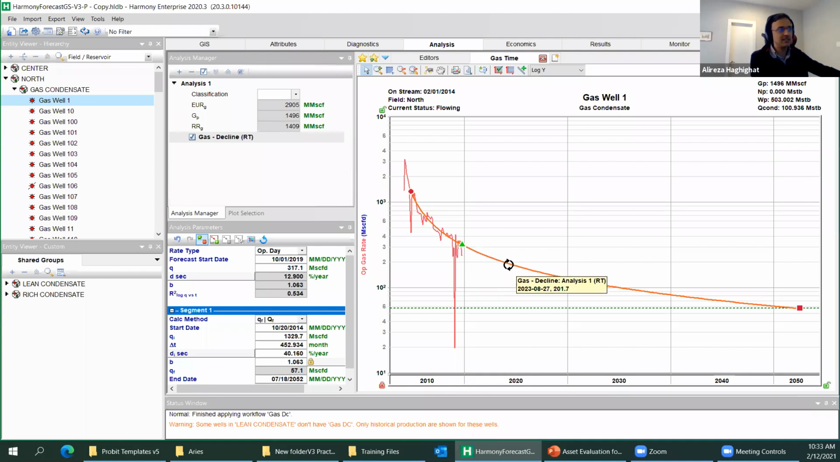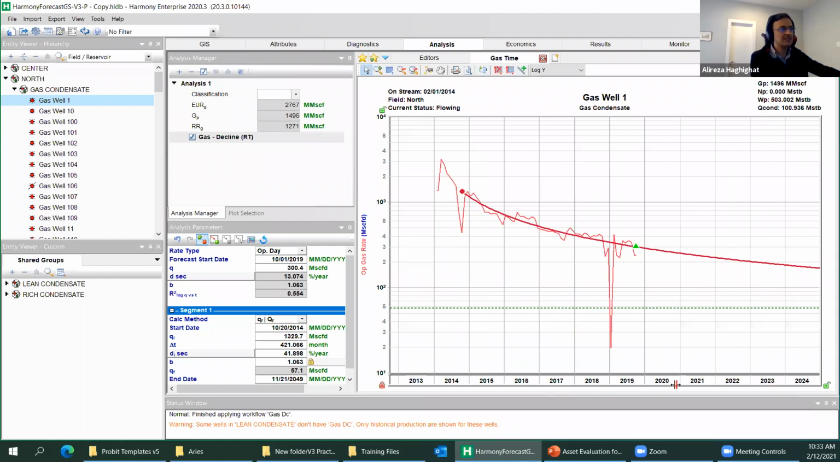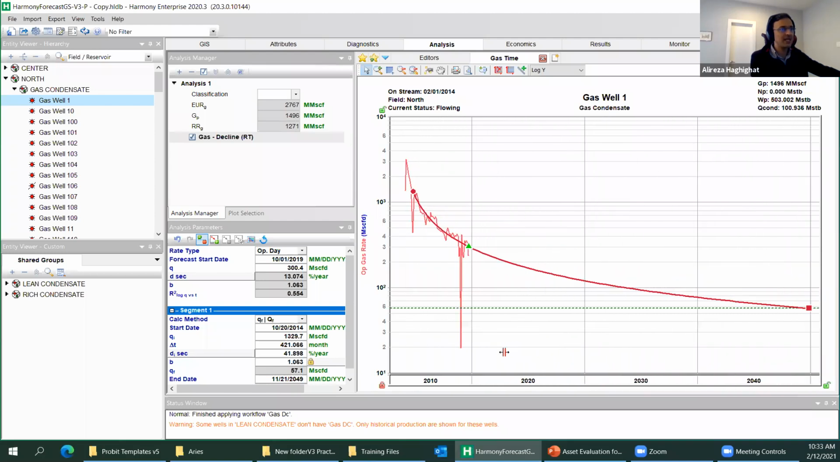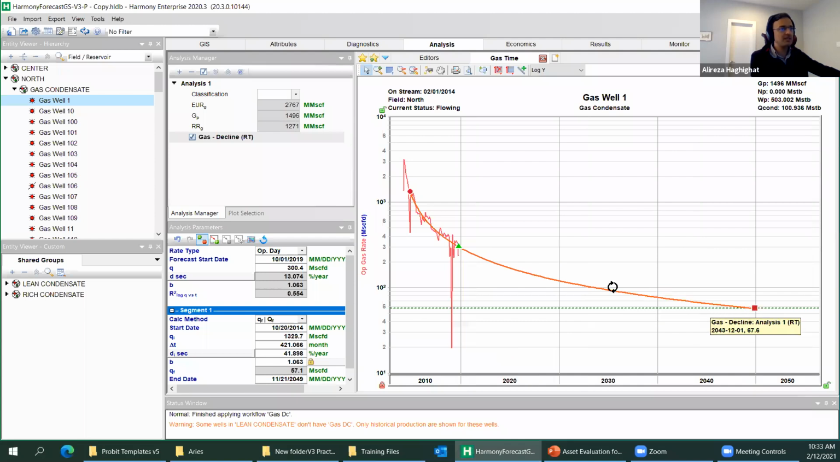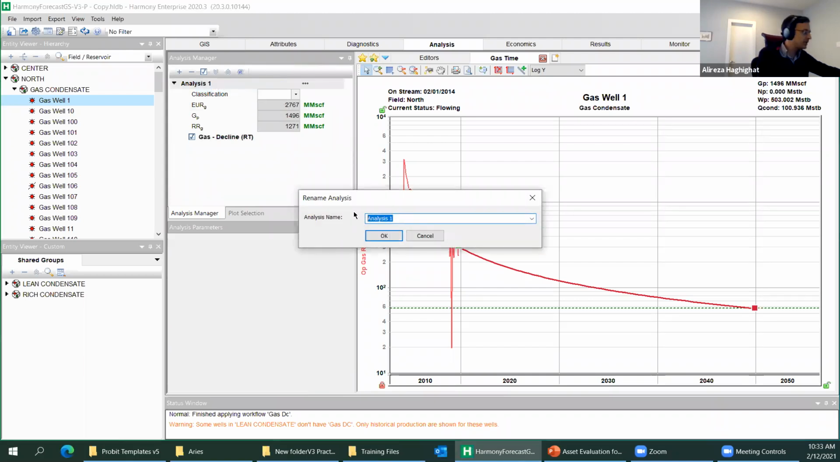You are seeing here, this would be the production in the future. And if you add all of these productions together, you can calculate estimated ultimate recovery. So for this gas well, we are looking at 30 years. The forecast starts at probably end of 2019, and we forecast the well for the next 30 years. The estimated ultimate recovery for this well is around 2.7 BCF of gas. So this, I call it hyperbolic decline.